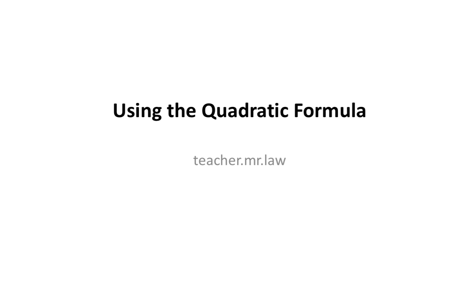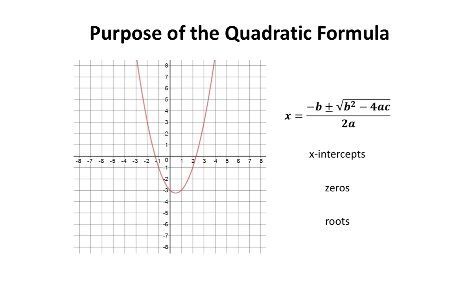In today's lesson, we'll be learning how to use the quadratic formula. The purpose of the quadratic formula is to find the values of x when y is equal to 0. In other words, it helps us find the x-intercepts, the zeros, or the roots. Remember, these three terms are synonyms, and this is the quadratic formula that we derived in the previous lesson.